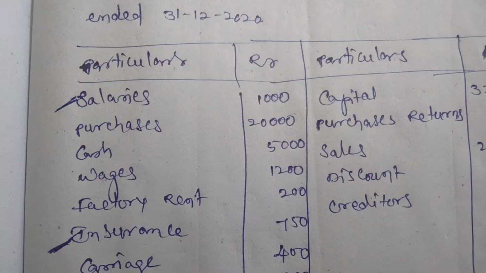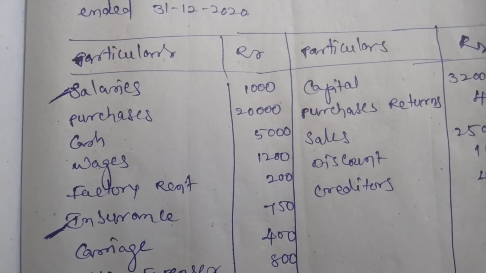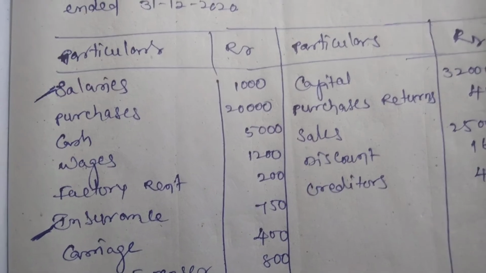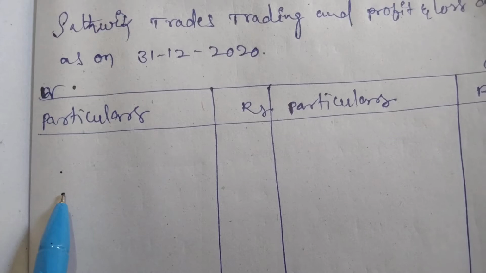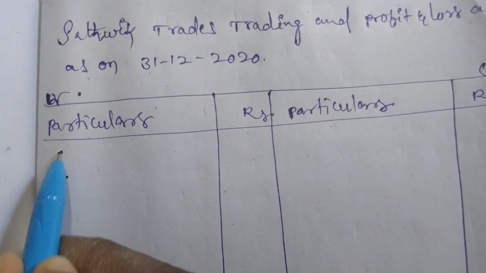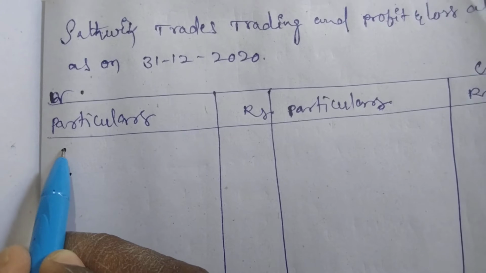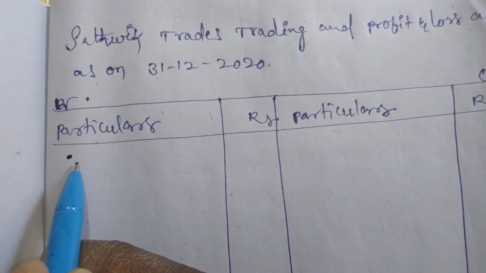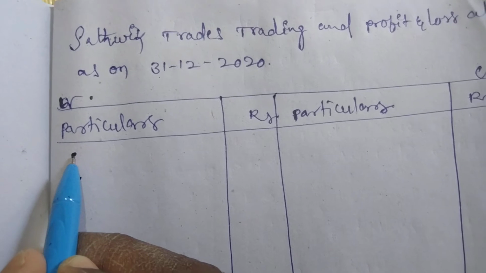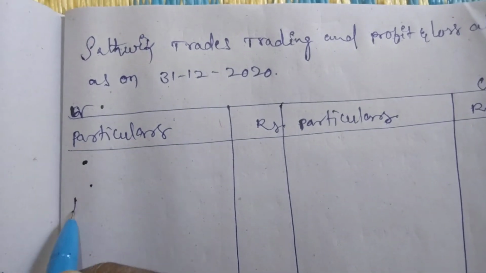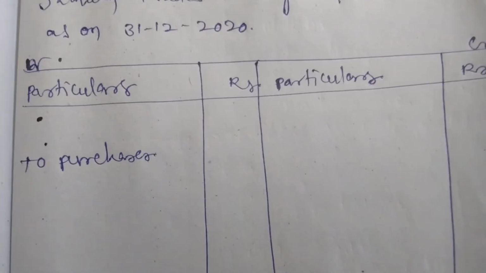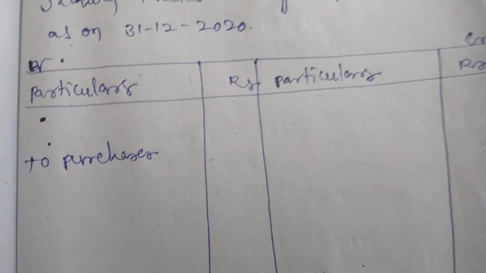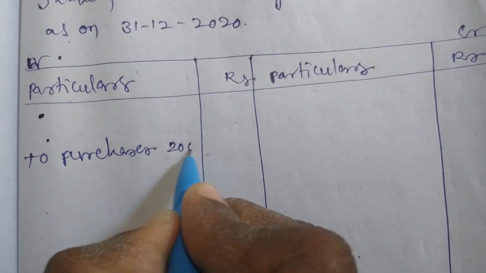The next one is purchases, 20,000. Purchases are a direct item, so they go to the trading account, 20,000. Leave some space for opening stock, which is shown at the top of the debit side of the trading account, and write here: to purchases. Purchases have purchases returns, so the purchases are recorded in the inner column, 20,000.